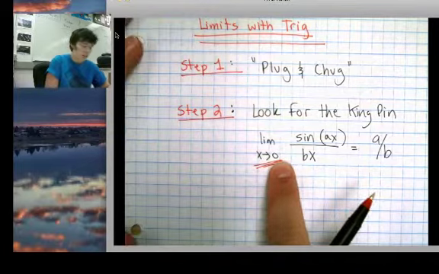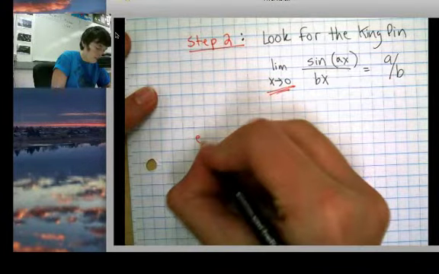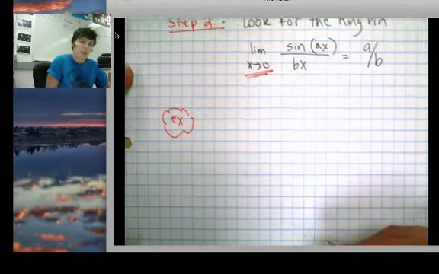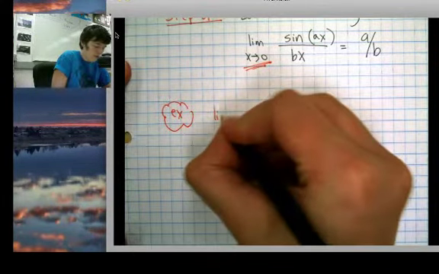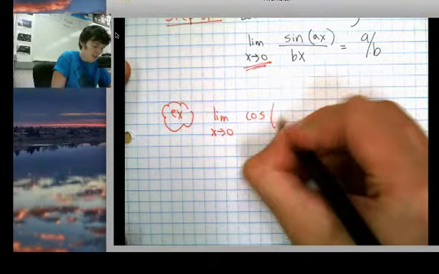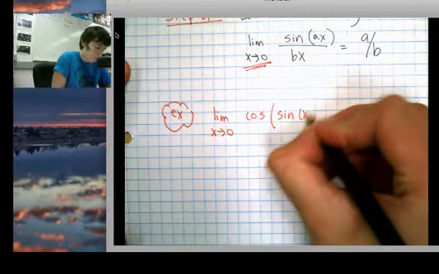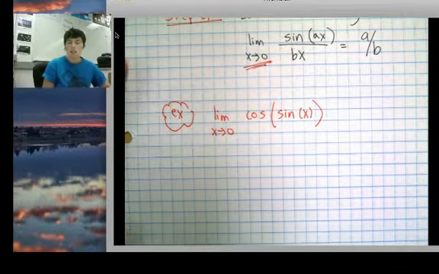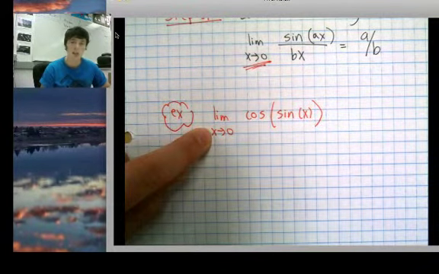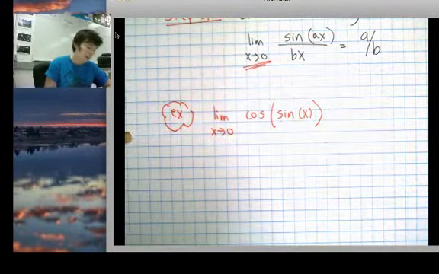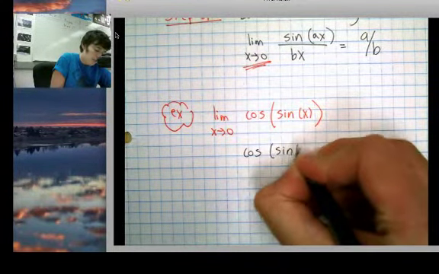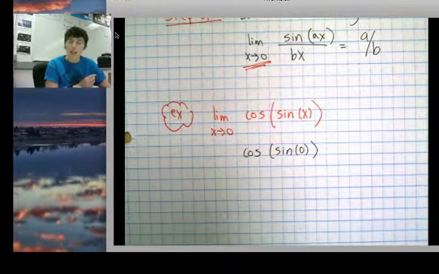So I'm going to give you a couple of examples and talk about these a little bit. Let's say I gave you the limit as x approaches 0, and I gave you something like cosine of sine of x, some sort of composite function. Well, it does go to 0, so we could look for a kingpin, but I don't really need to. I can plug and chug first, and if I plug in 0, I'm going to have cosine of sine of 0. It's nice, I don't even have a fraction involved.